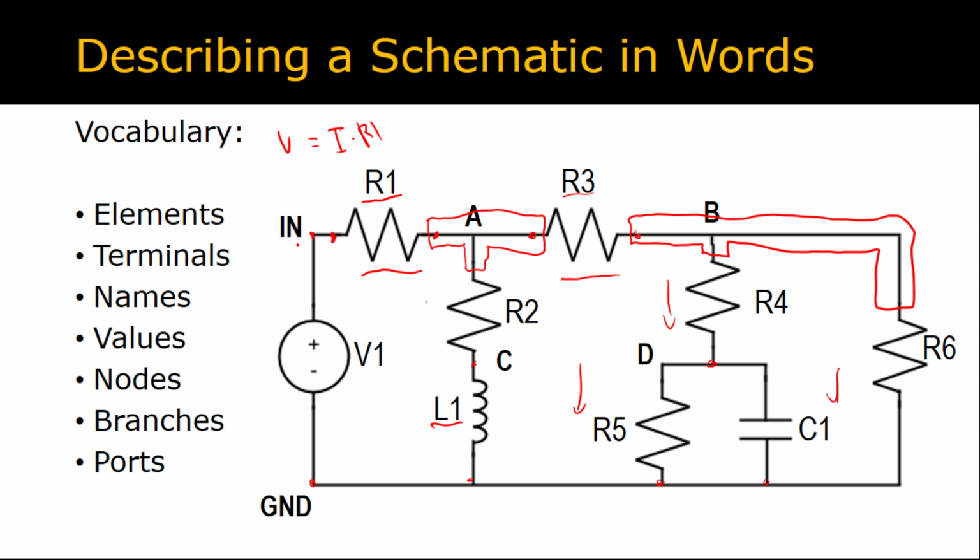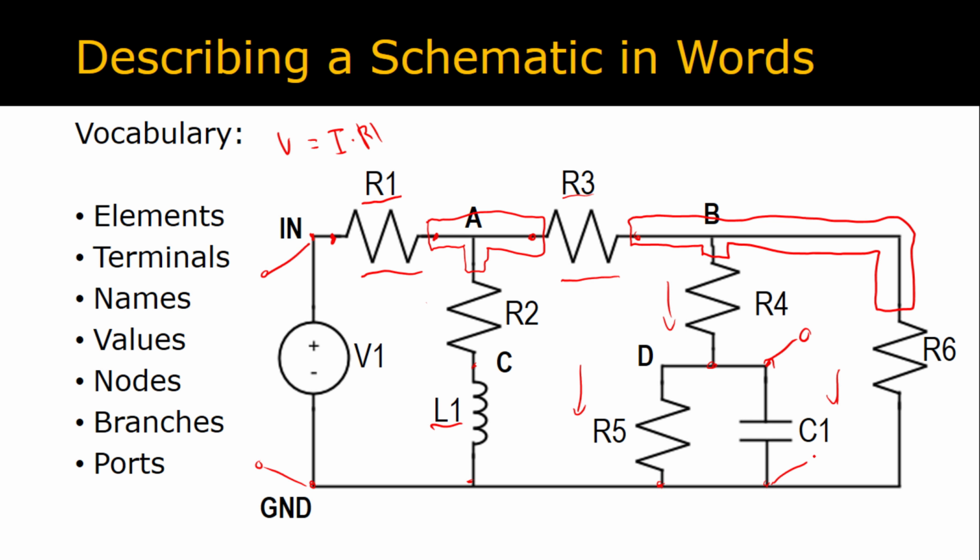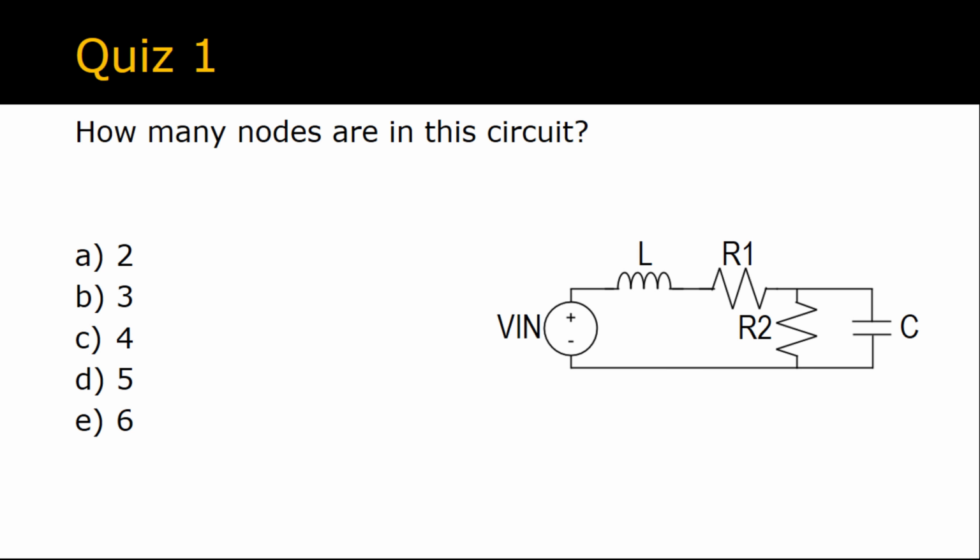Finally, a port refers to an interesting pair of points in the circuit. So for instance, adding a port across in and ground would be very common. That would be an interesting point to measure because, as suggested by the name of the node in, that's considered an input to the circuit. Similarly, we could add a port to measure some output across node C1. So let's test our understanding of this.